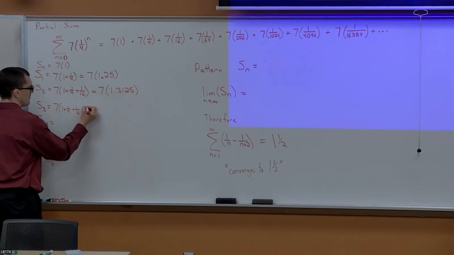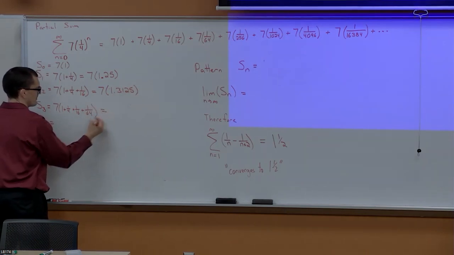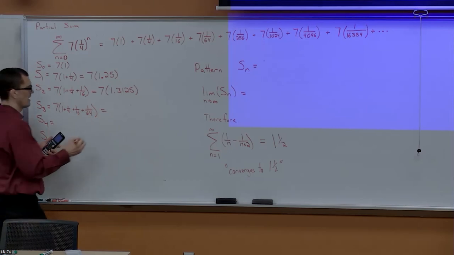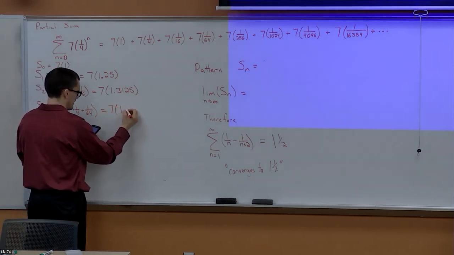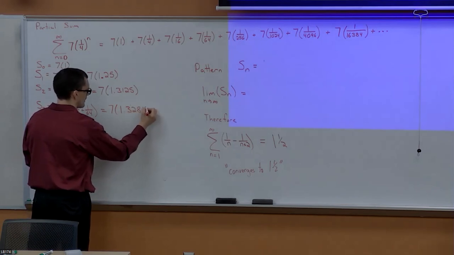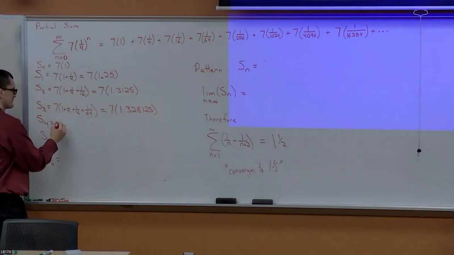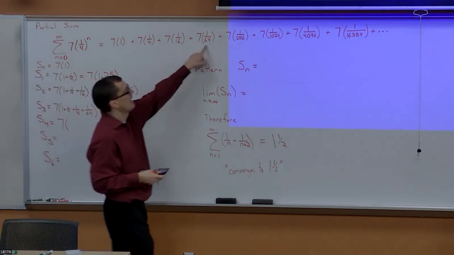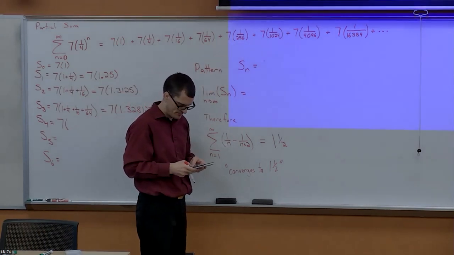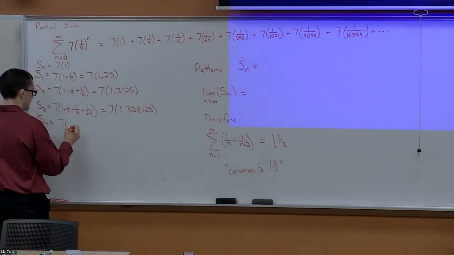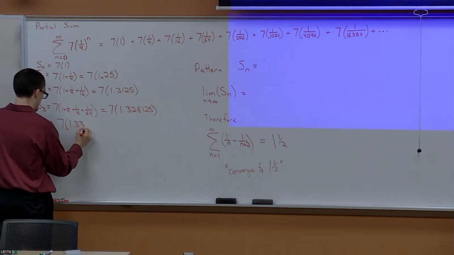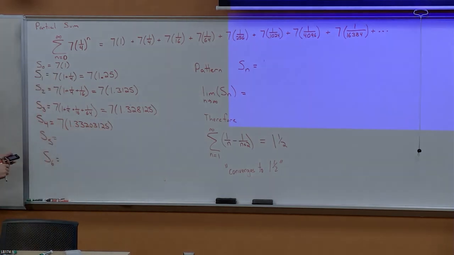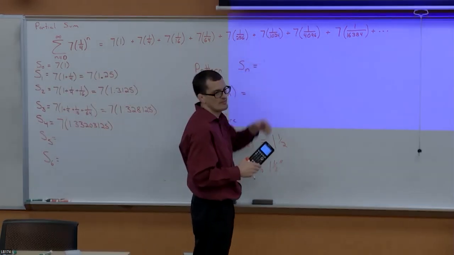Now I'm going to stop writing it out this way in just a moment. But we add a 64th, and inside of the parentheses, I get 1.328125. Now, I'm not going to write this part, but the next step, I would add 1 over 256. And that would give me 1.3323125. And then I would add 1 over 1024.